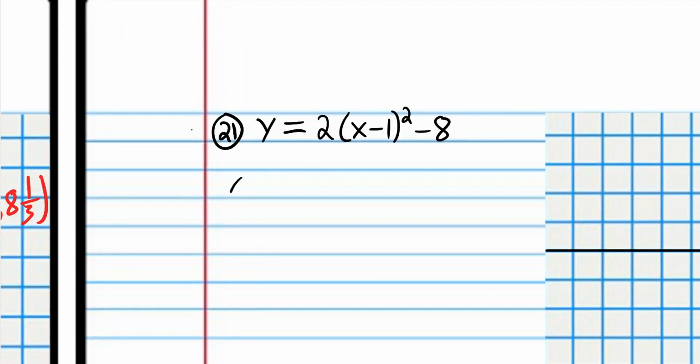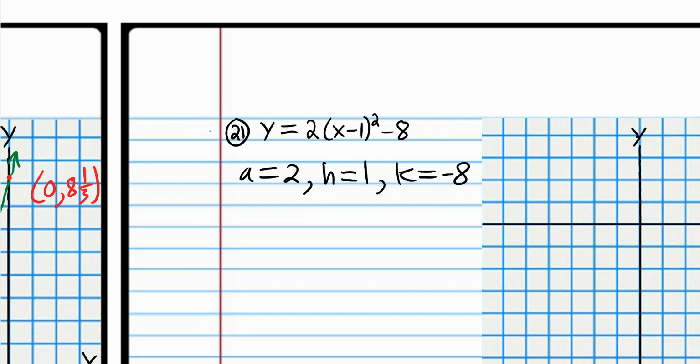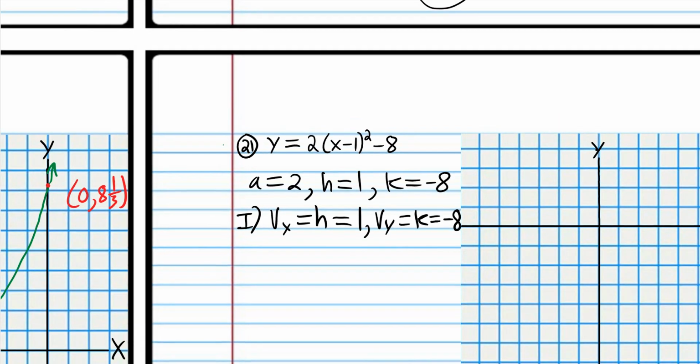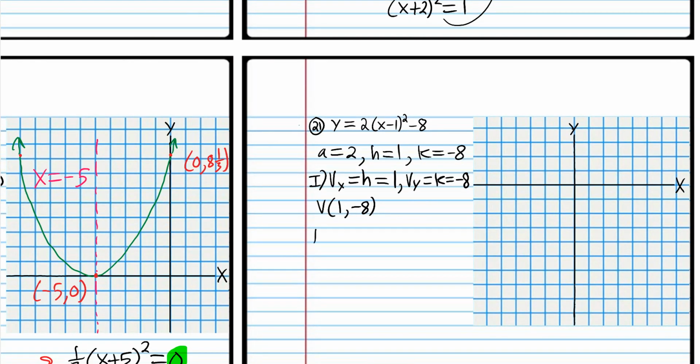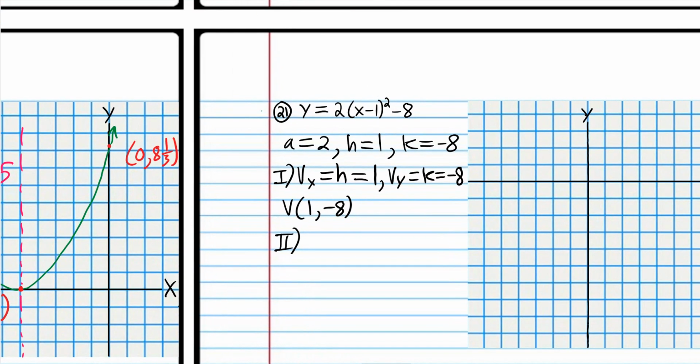Okay, so first we're going to label constants. And of course, the first step is to find the vertex in general. So the x value of the vertex is equal to h, which we found is 1. And the y value of the vertex is equal to k, which we just found is -8. Okay, so what that means is that the vertex is (1, -8). So again, because it's in vertex form, we can easily find the vertex, the most important point of the parabola.